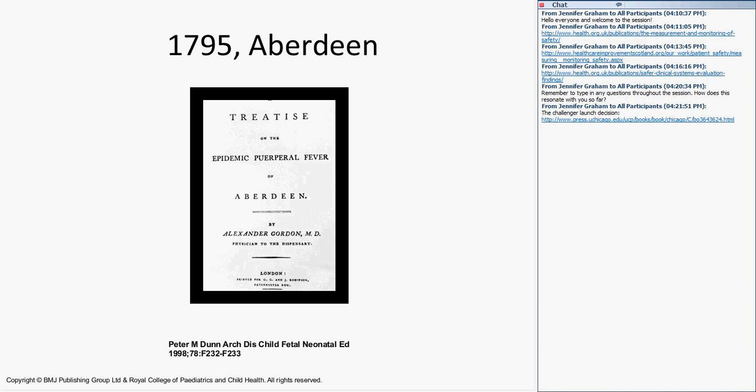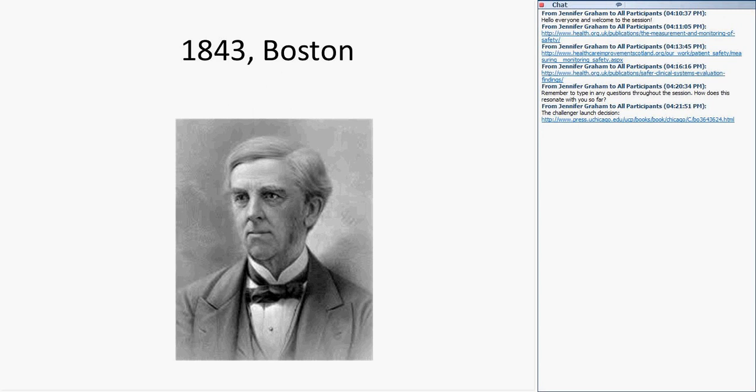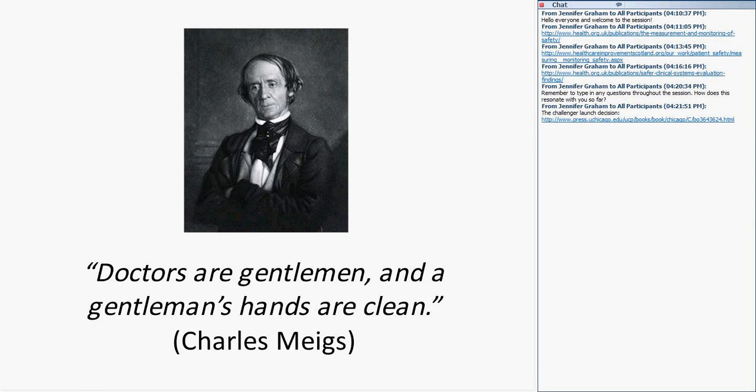Since I'm talking to the Scots today, I thought I would start back in 1795 in Aberdeen, when Dr. Alexander Gordon made the discovery that there was a link between doctors' hygiene practices and puerperal fever. But when he tried to raise this as an issue with his colleagues in Aberdeen, he was not treated well and ended up having to leave town without having solved the problem.